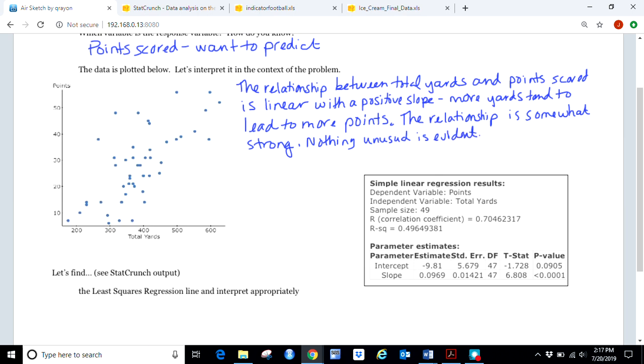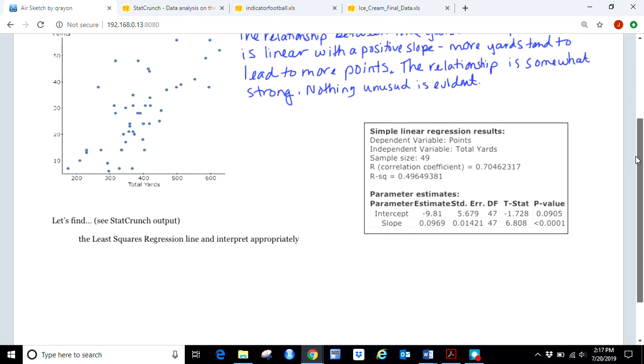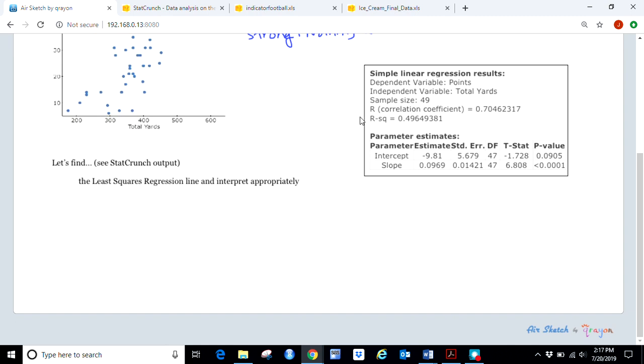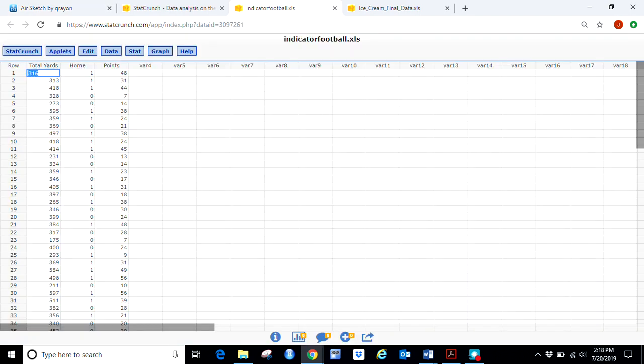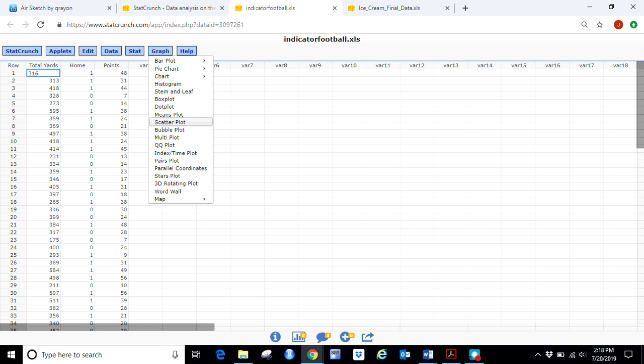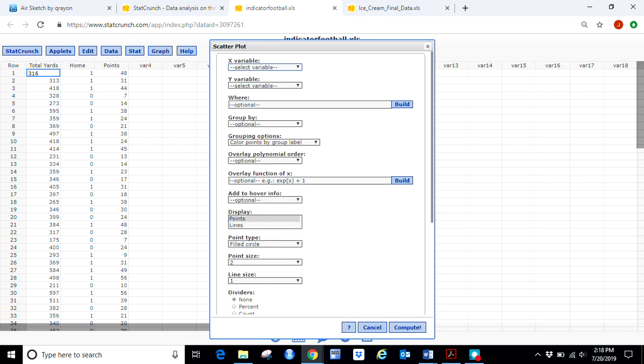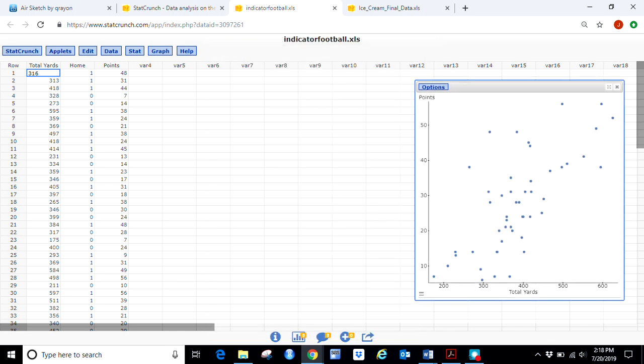All right, so now really getting into the regression side. First I'm going to show you how I got the StatCrunch plot as well as this output that you see, and this is abbreviated compared to what we're going to see in StatCrunch. So first I have my data set here, loaded into StatCrunch. Again, to get that scatter plot, we just go to Graph and Scatter Plot. My x was my yards and my y was my points.